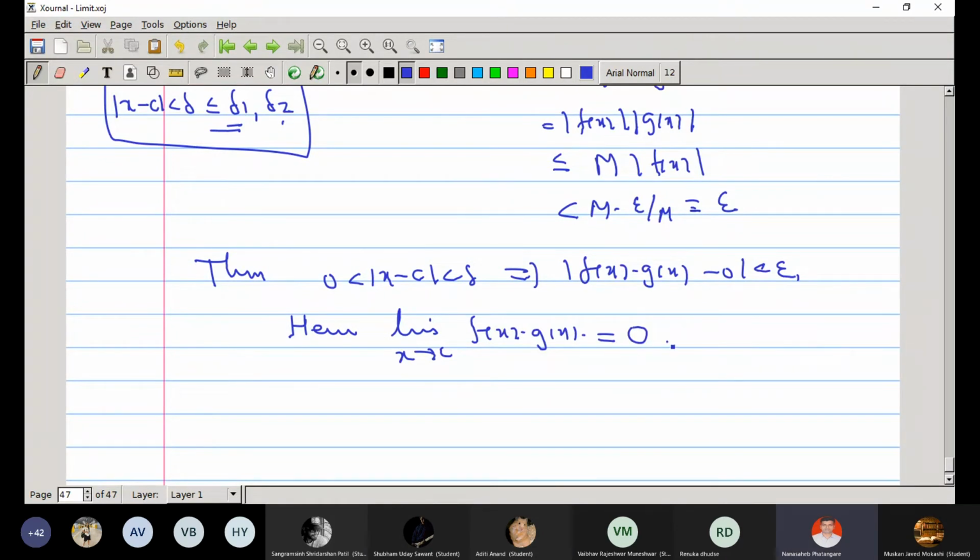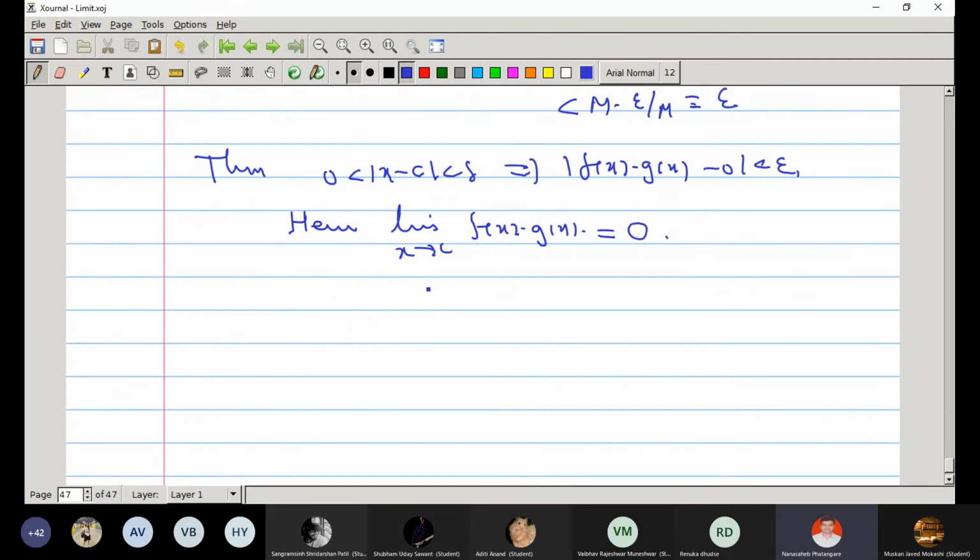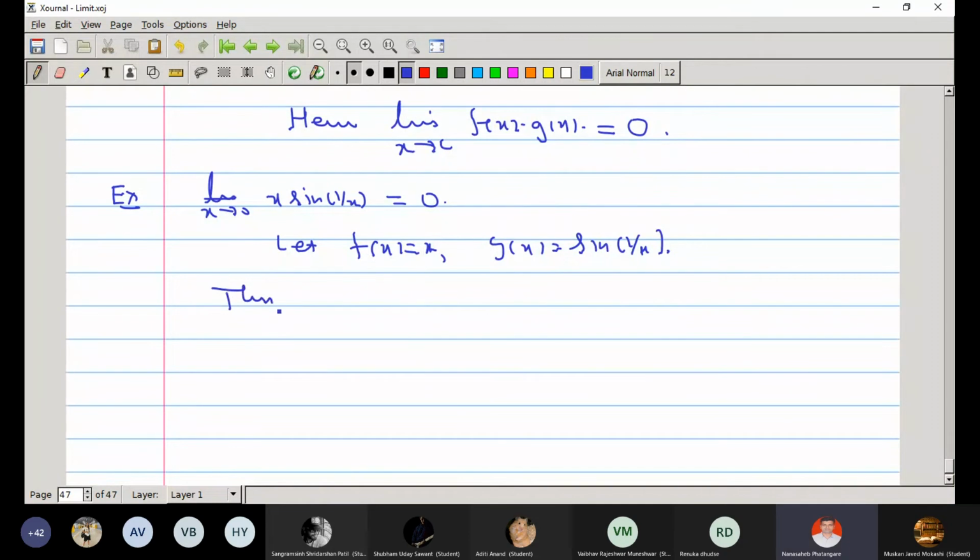So the limit is equal to 0. This is a general result. Therefore, if you have the function limit as x tends to 0 of x sine 1 by x, using the above theorem, can you prove that the limit is 0? I will call f(x) equal to x and g(x) equal to sine 1 by x. Then here c is equal to 0.